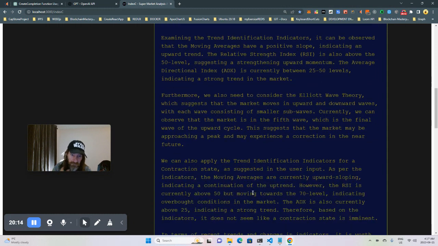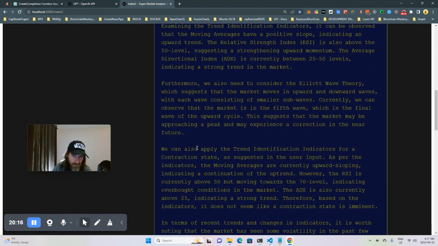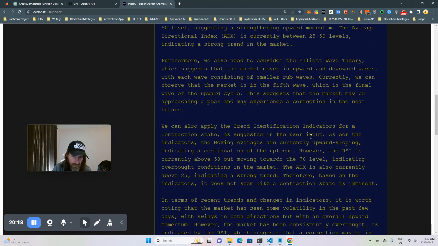We can also apply the trend identification indicators for a contraction state, as suggested in the user input. As per the indicators, the moving averages are currently upward sloping, indicating a continuation of the uptrend. However, the RSI is currently above 50 but moving towards the 70 level, indicating overbought conditions in the market.